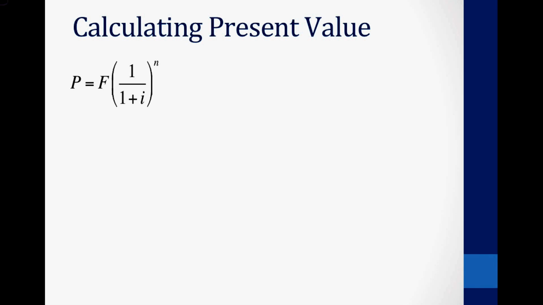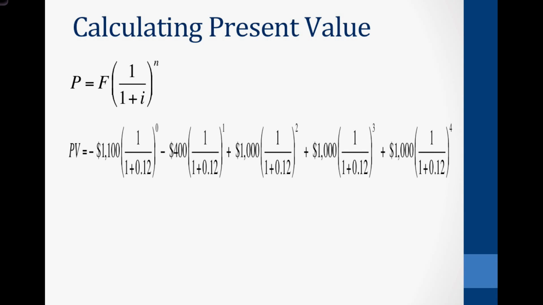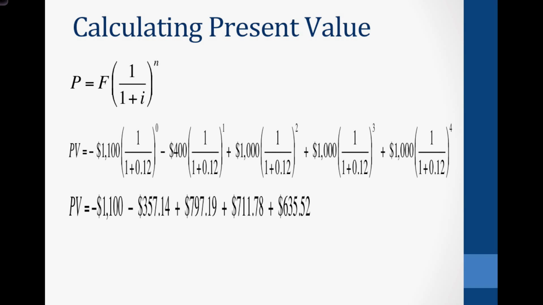Here's that formula. It shows up again. If we plug in our values, we can see that in year 0, we have that $1,100 expense, year 1, that $400 expense, in year 2 through 4, that $1,000 profit. As you can see, the expenses are represented by negative signs, and the profits are expressed with positive signs.